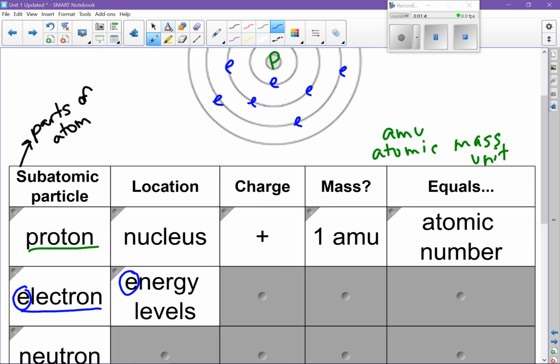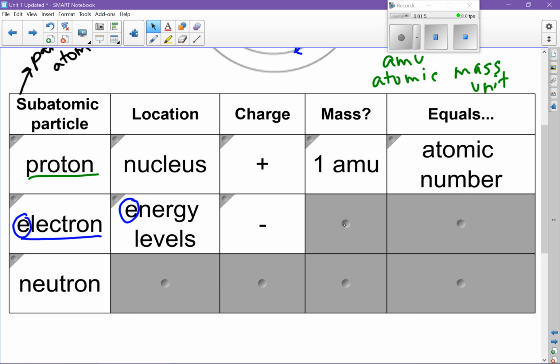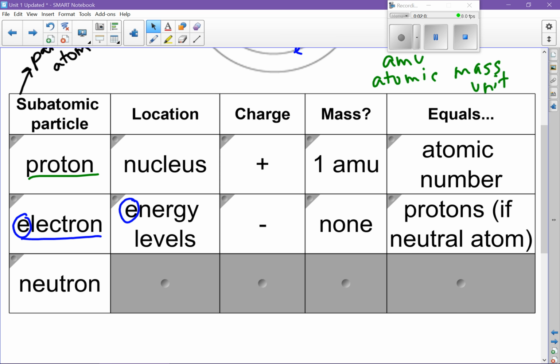Okay? Maybe you remember this, the charge of an electron is negative. They are so little that they actually don't have a mass, so we say that the mass of an electron is 0 or none. You'll know the number of electrons, it will equal the number of protons, as long as it's a neutral atom, and that's what we're going to deal with for the most part for a while. We'll change that later, but for today, let's say that electrons equal protons.